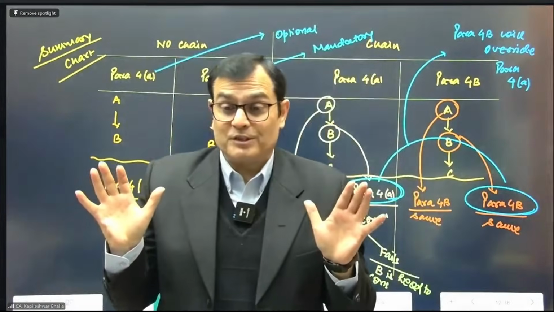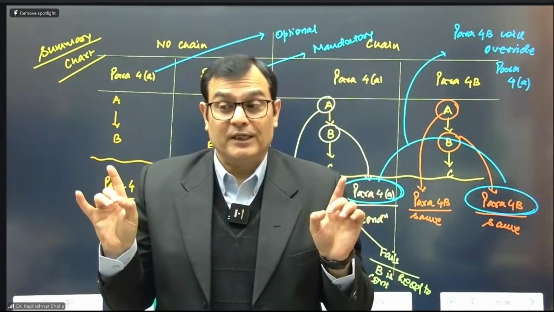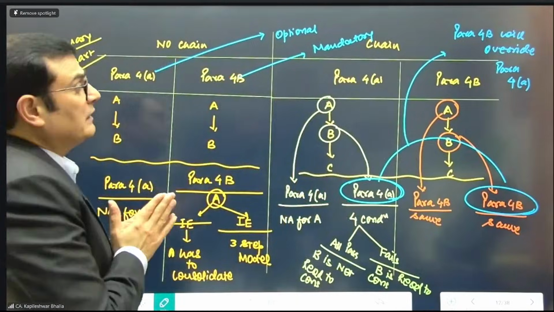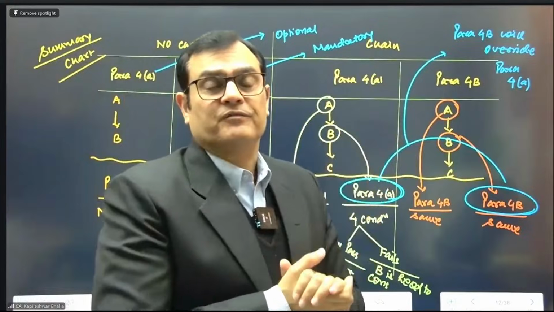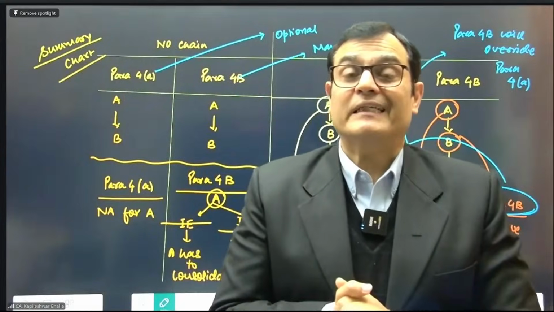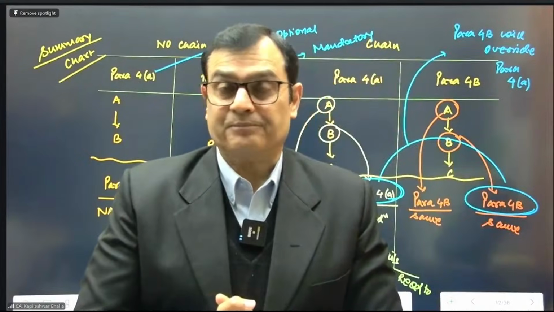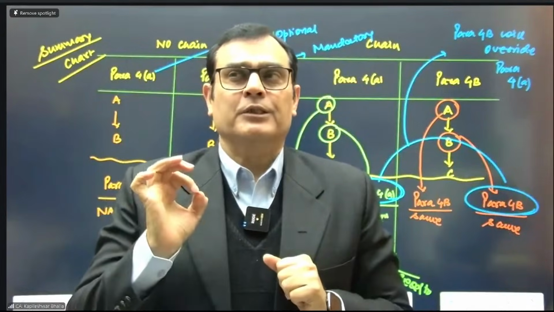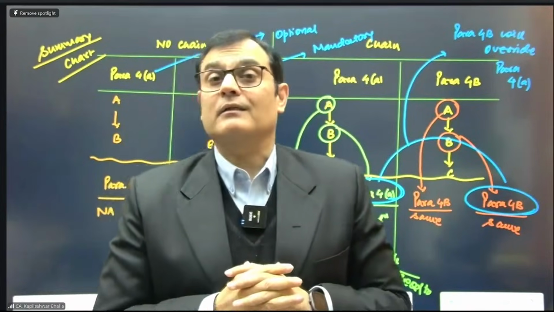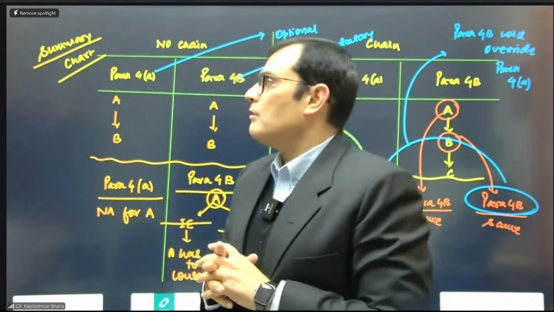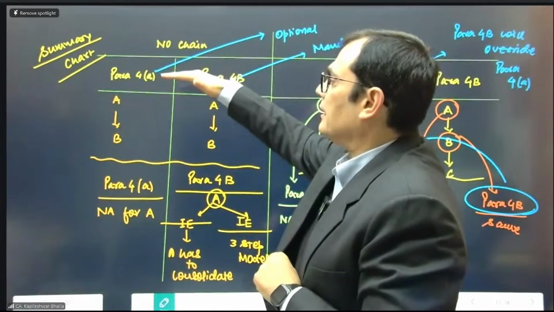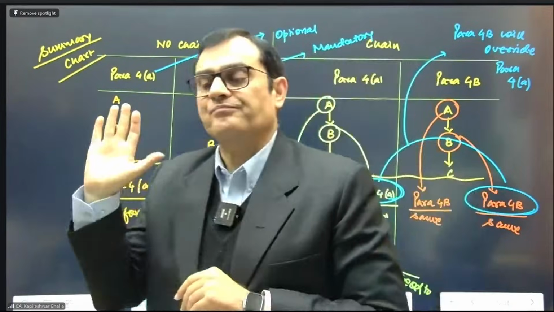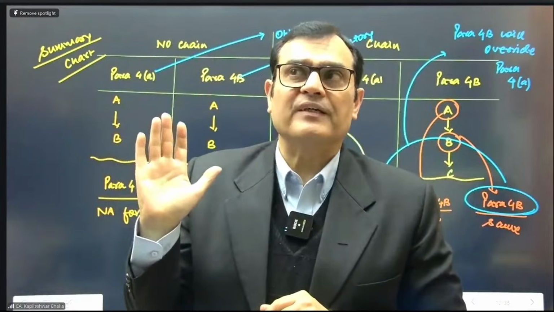Okay, so this is a good summary. Let me now consolidate the picture once again for you. You need to keep one thing very clear. The summary chart which I've given you is the crux of the entire scope of the standard. When you attack a question, you need to see whether there is a chain or there is no chain. The moment you see that there is no chain, you know one thing, that para 4A is out of the picture. So your focus needs to be very clear.